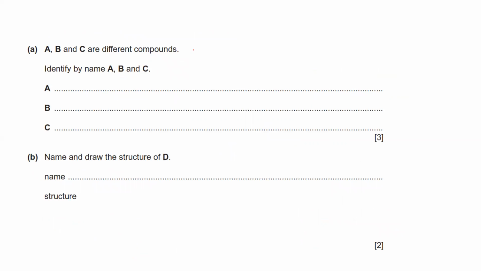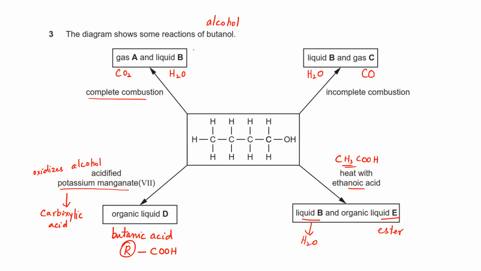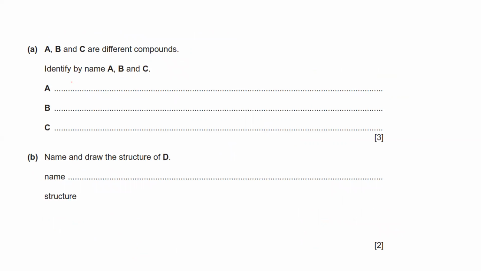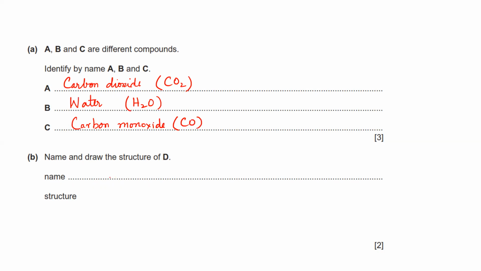So let's see what this question holds for us. It says A, B, and C are different compounds. Identify A, B, C. So for A, we have carbon dioxide. For B, we have water. And for C, we have carbon monoxide. Okay. So we have A as carbon dioxide, CO2. We have B as water, H2O. We have carbon monoxide as C, CO.